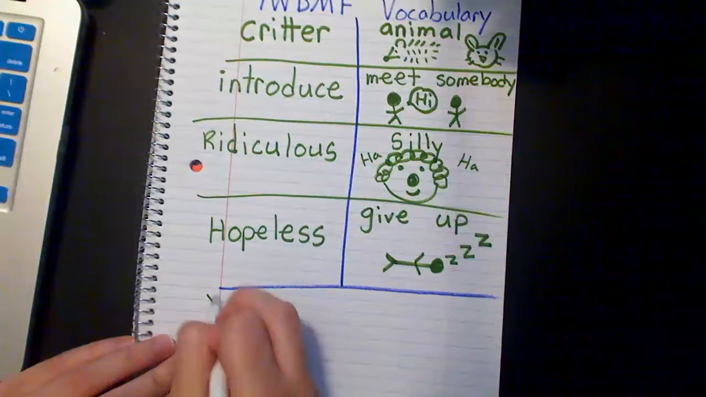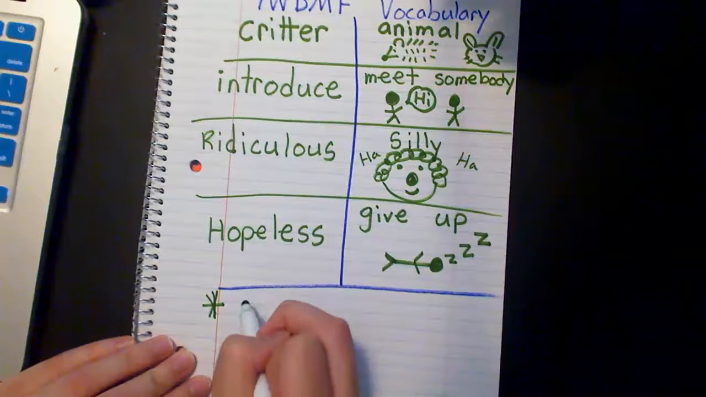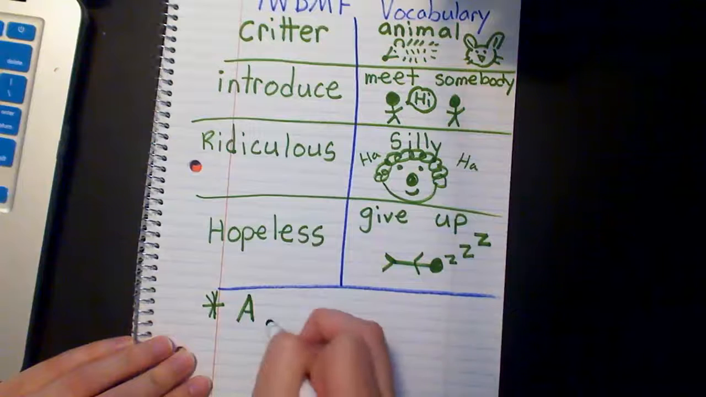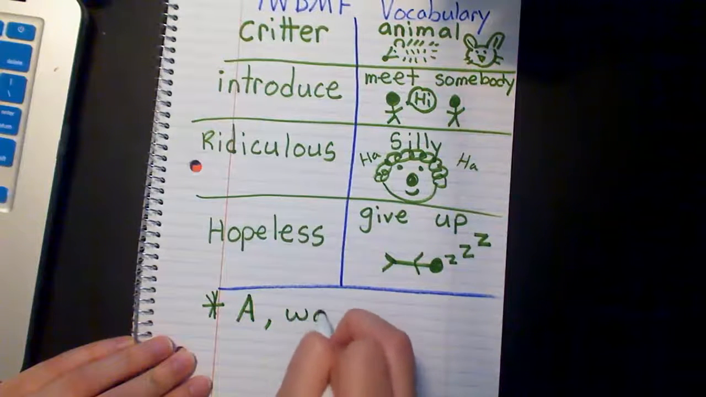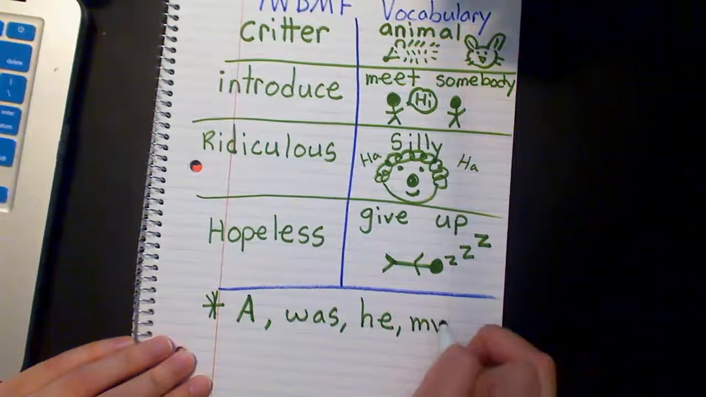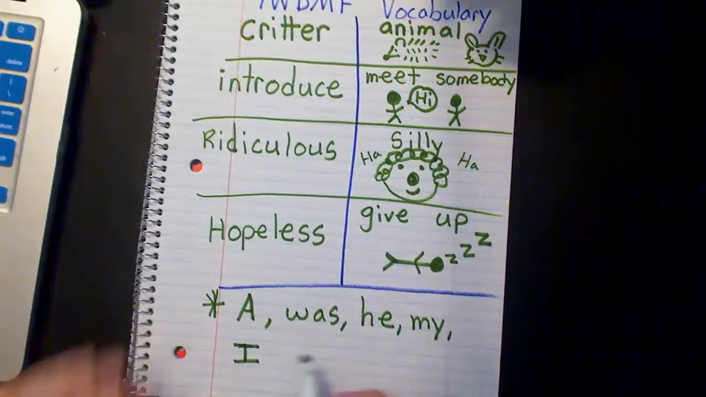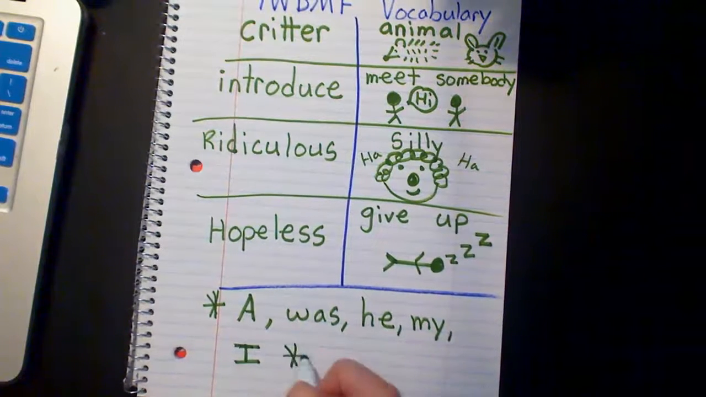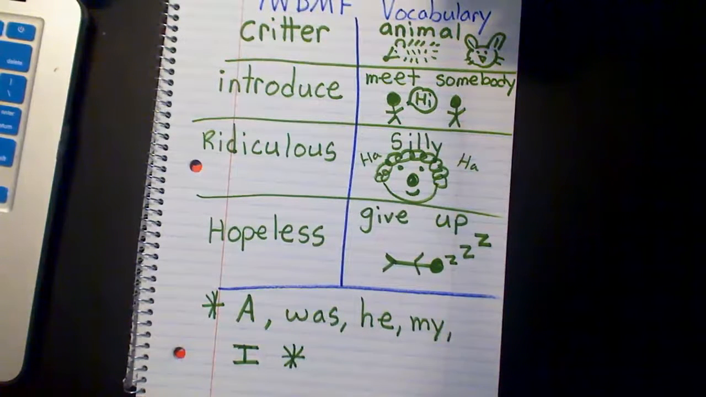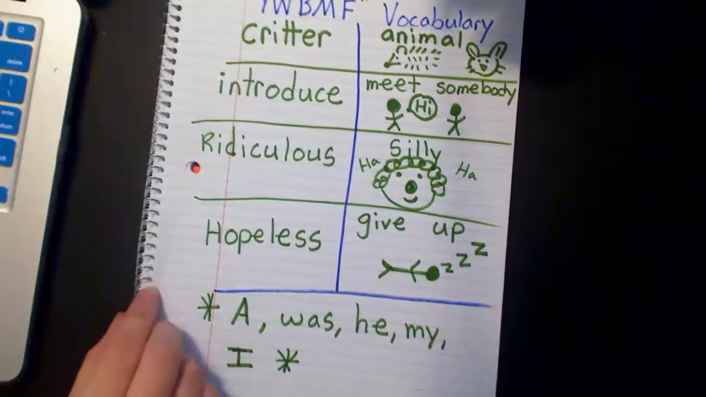And at the bottom we have our frequency words. These are words that kids should just know, and for this week we have a couple. In the book we found the words a, was, he, my, and I. Those were the frequency words we found in the story. So that is going to conclude our reading lesson for today.